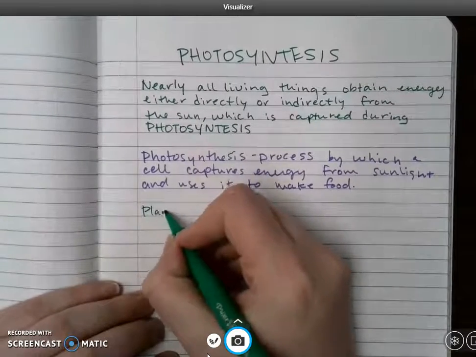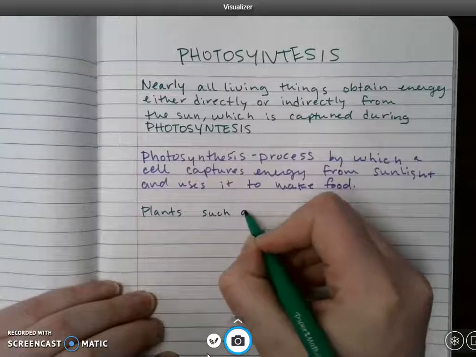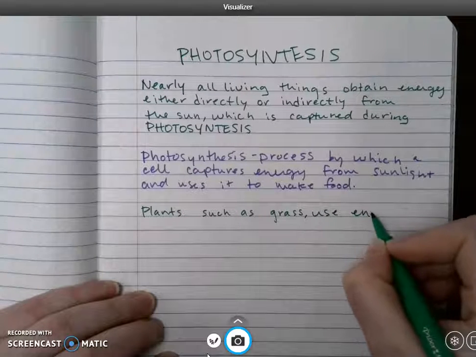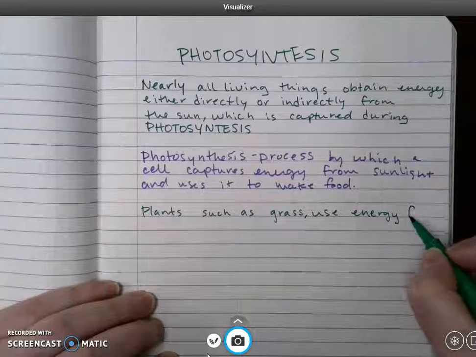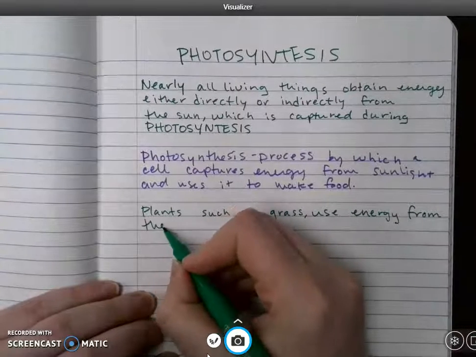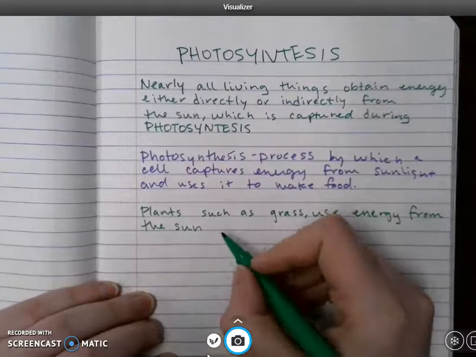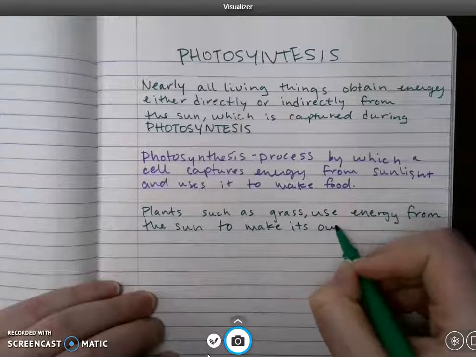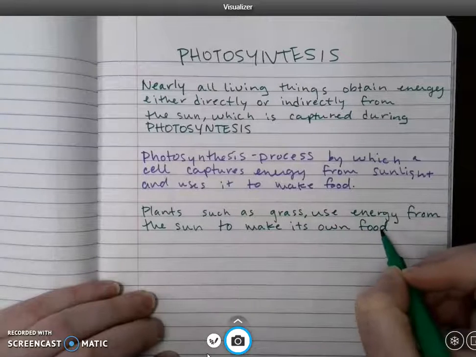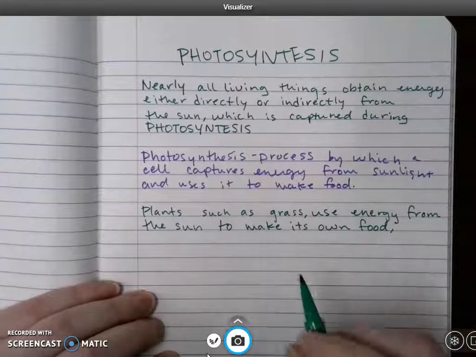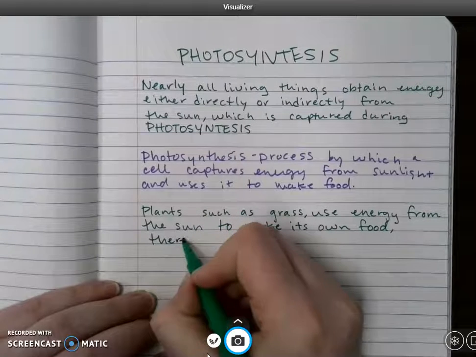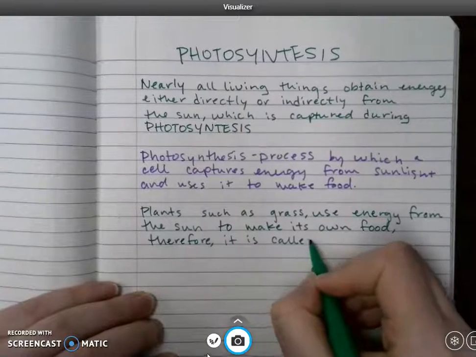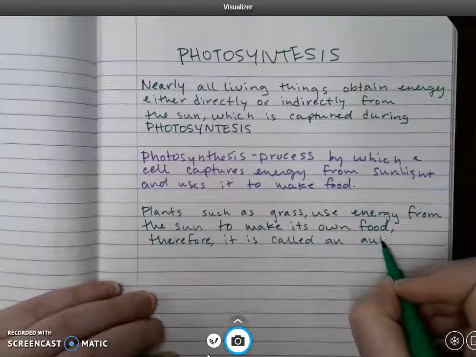So plants, such as grass, use energy from the sun to make its own food. Therefore, it is called an autotroph.